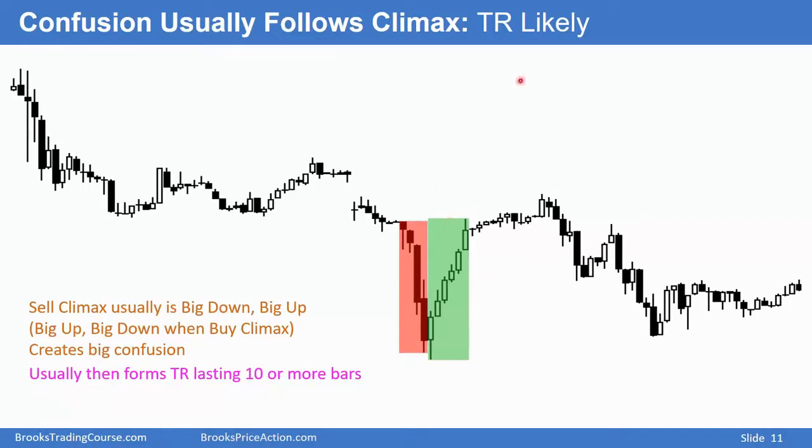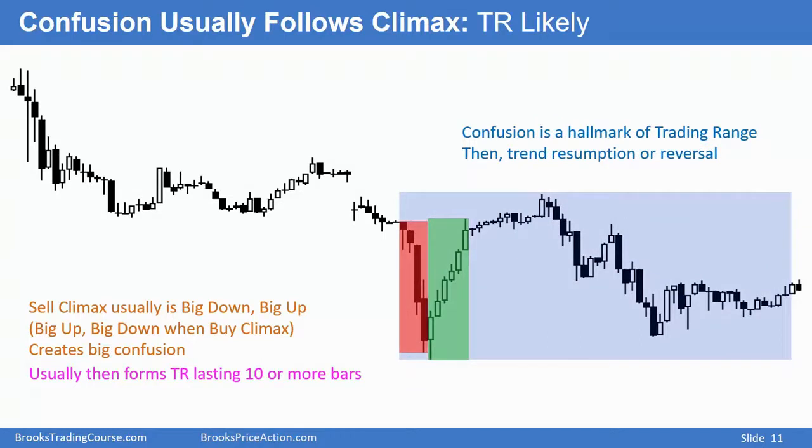You can get an immediate reversal up. You can get a double top and immediately sell off below this low for a measured move down. More likely, big down, big up, big confusion, you're going to go sideways at least for 5 or 10 bars. And here, the whole thing became a big trading range. Again, confusion is the hallmark of a trading range. So whenever you see something that makes you confused, you have to assume the market's in a trading range. Look to buy low, sell high, and take quick profits. Scalp.